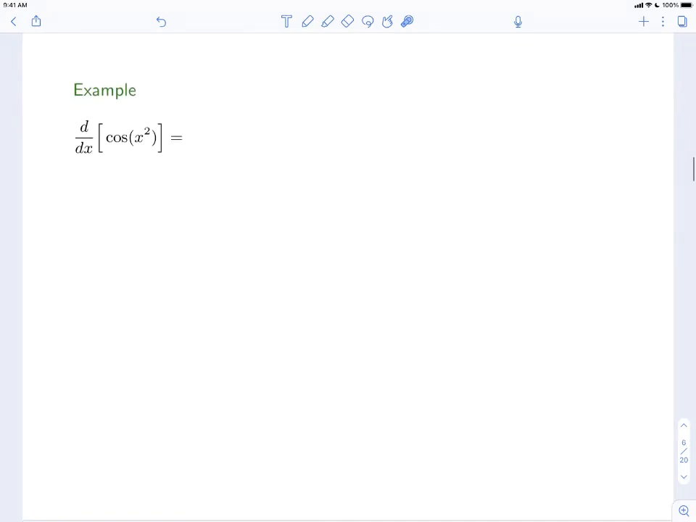Let's do another example. The derivative with respect to x of cosine of x squared. So in this case, the inside function is x squared. Notice that it's inside the cosine, it's inside the parentheses. So our outside function is cosine of something. And our inside function is that something. It's x squared.